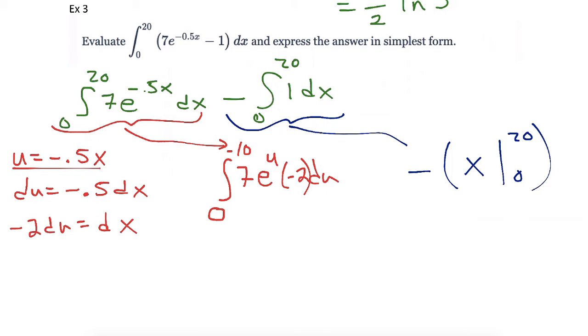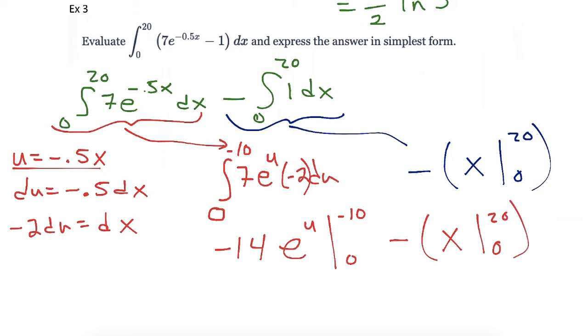Now we can integrate this. We don't have to go back to x. We'll deal with all these separately. But this one then is negative 14 e to the u. The integral of e to the u is just e to the u, evaluated from 0 to negative 10, minus, and we still have x evaluated from 0 to 20. Notice we have two variables, but that's okay because our bounds are within reason of those two variables. So we're going to keep on evaluating this.